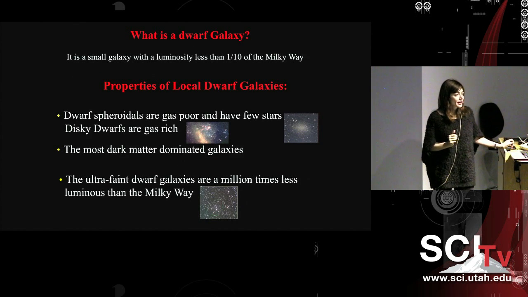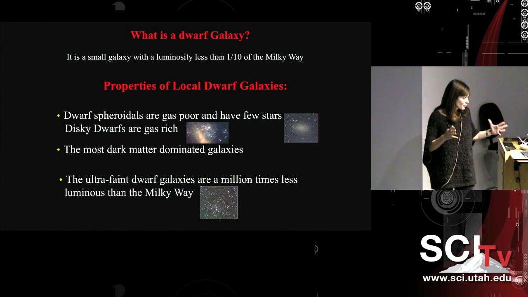So what is a dwarf galaxy? A dwarf galaxy is a galaxy that has much fewer stars than our Milky Way. It doesn't have 200 billion stars like our Milky Way. Usually they don't have many stars, so they are very faint.